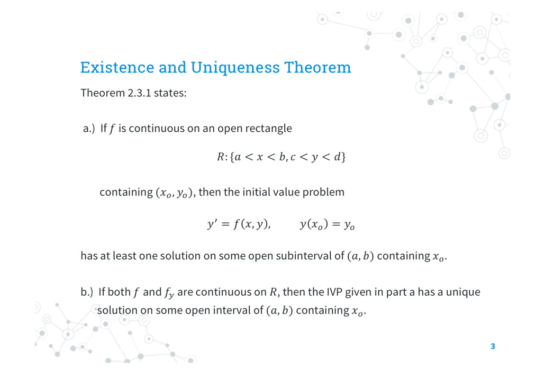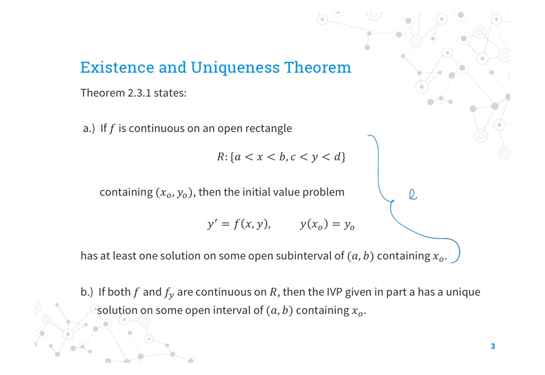Our existence and uniqueness theorem from the text is theorem 2.3.1, and it states that if our function f is continuous on an open rectangle where x is between a and b and y is between c and d, and that rectangle contains our initial point, our initial condition, x naught, y naught, then the initial value problem, y prime equals a function of x and y, and y of x naught equals y naught, our initial condition, has at least one solution on some open subinterval of (a, b) that contains x naught. So this is our existence.